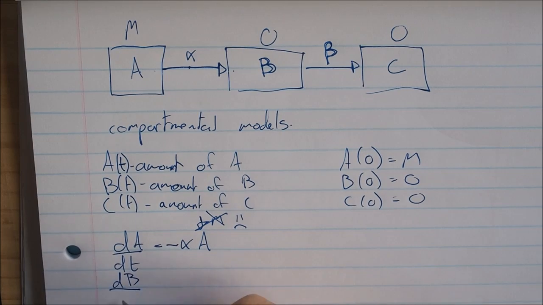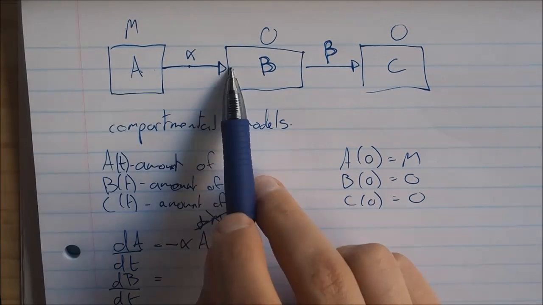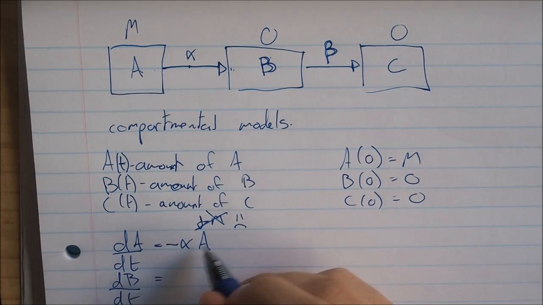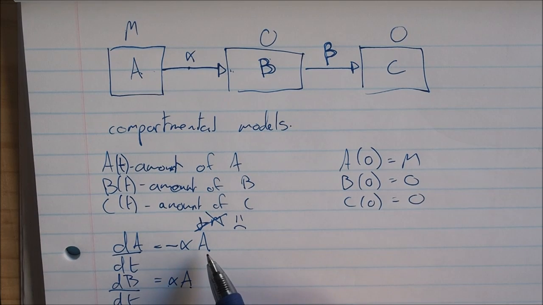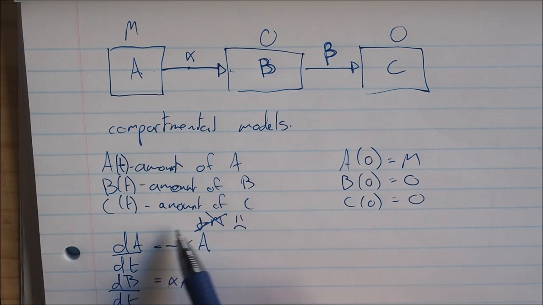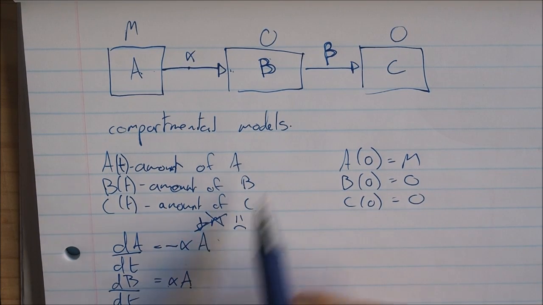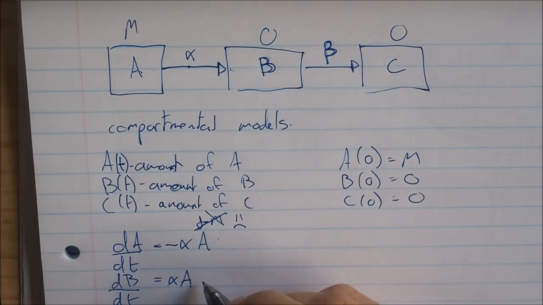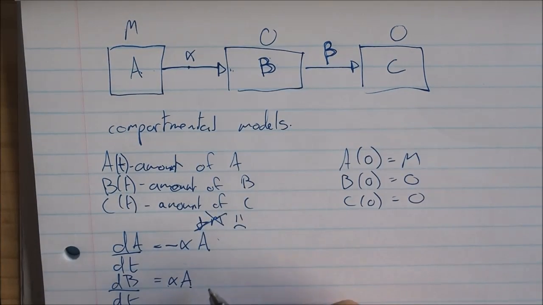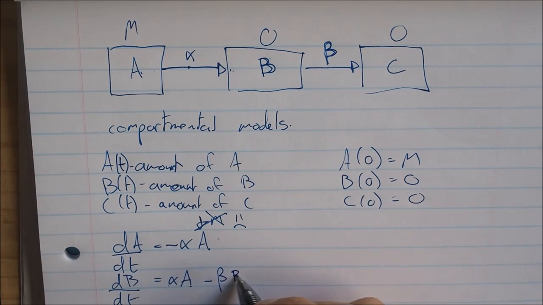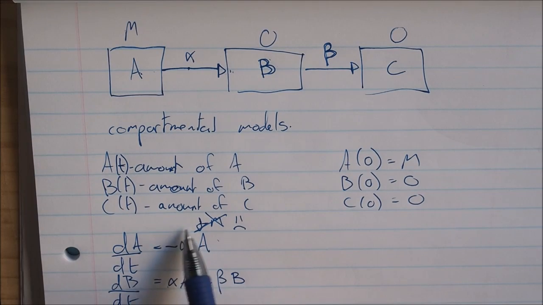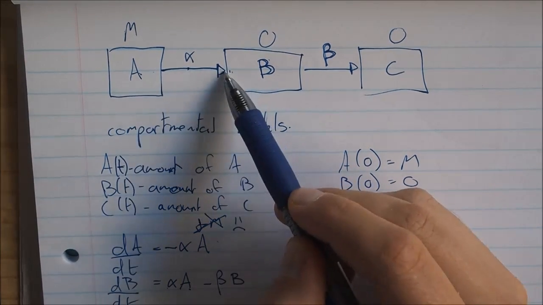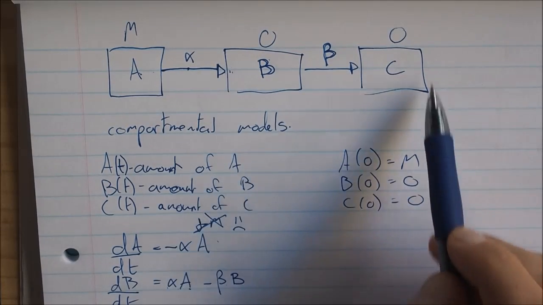What about B? Well, B is a little bit more interesting because whatever's leaving A is coming into B. So whatever's leaving A, which is minus alpha A, must come into B. So plus alpha A, right? This shows the conservation: whatever leaves A comes into B. So these terms balance each other. But there's a rate B here. Whatever is in B is decaying at a rate of beta times B. So you can see that this term and this term correspond to this arrow here. This term corresponds to this arrow, and so we must account for it in C.